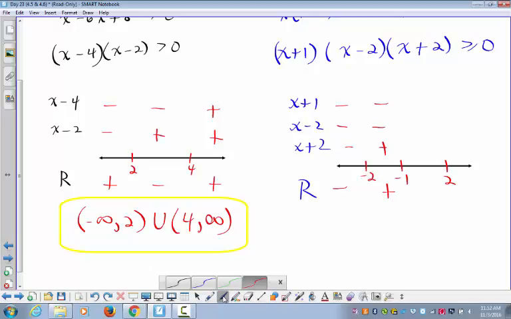Then we go to the next interval. We could plug in 0. 0 is between -1 and 2. So then we get plus, minus, plus. To the right, plus, plus, plus.